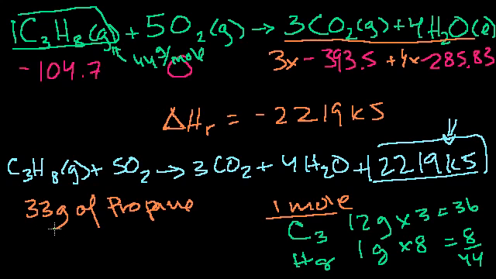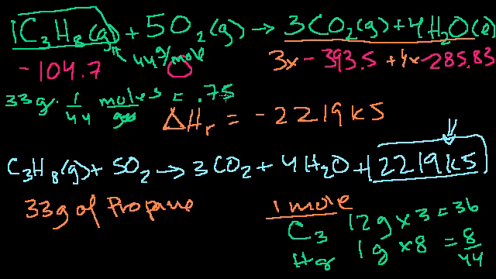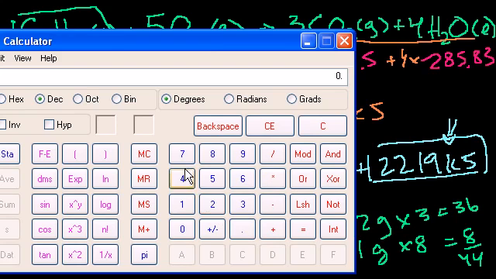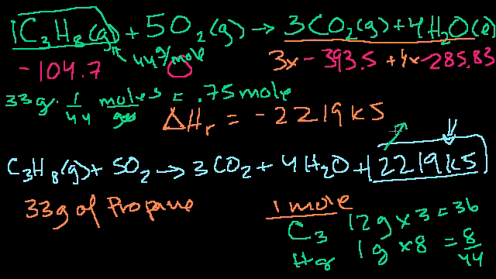Now, if I give you 33 grams, how many moles am I giving you? Well, 33 grams times 1 over 44 moles per gram, and then the grams cancel. I'm giving you 33 over 44ths of a mole, or I'm giving you 0.75 moles. So if 1 mole produces this much energy, 3/4 of a mole is going to produce 3/4 of this. So we just multiply that times 0.75, and you get 1664.